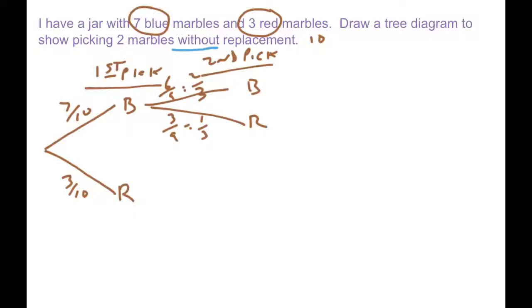Alright, let's come down here. If I start with a red marble and I don't replace it, well, I still have some blue and I still have some red. But it's different. It's not going to be 7/10 and 3/10. If I start with a red marble and I don't put it back, I still have 7 blue marbles, but I only have 9 marbles altogether because I didn't put one back. Now I only have 2 red marbles and there's 9 marbles altogether, so 2 out of 9.